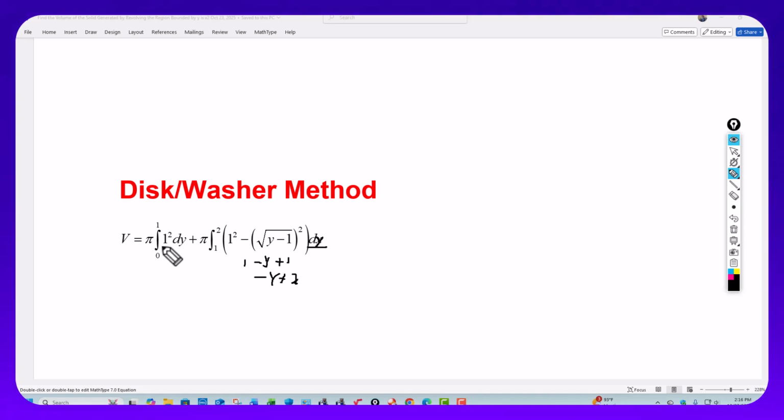It's just going to give you a pi y there. And then you can do it with this one also, evaluate it. And you should get the same answer that I got using the shell method. But there's your setup here, with again this being with respect to y.